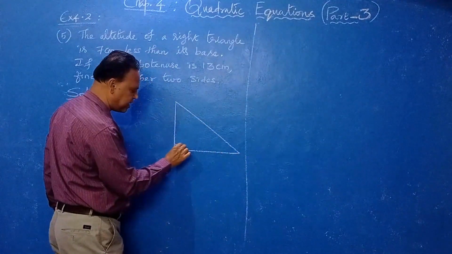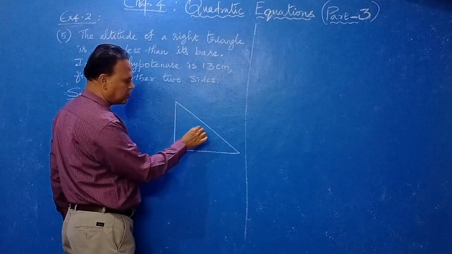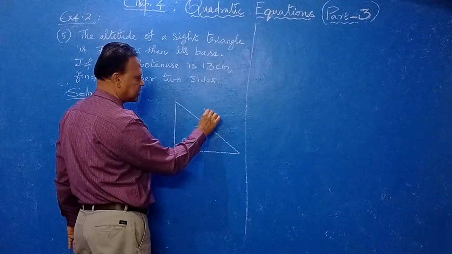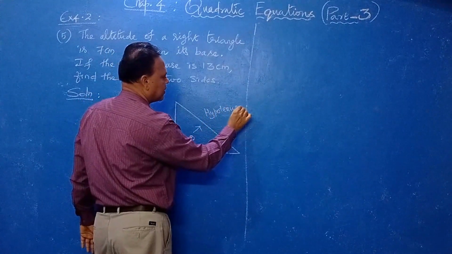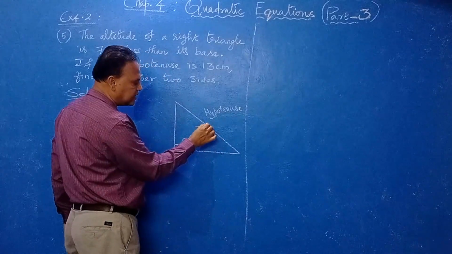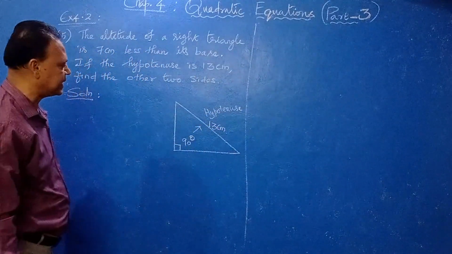One angle is 90 degrees. A right triangle means one angle is 90 degrees. The side opposite to it is the hypotenuse. This is the hypotenuse. Clear? So this length is given as how much? 13 centimeter. 13 centimeter is given.